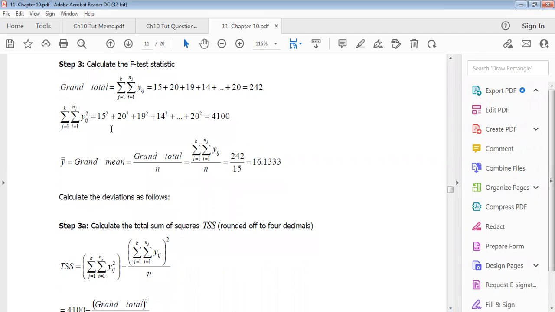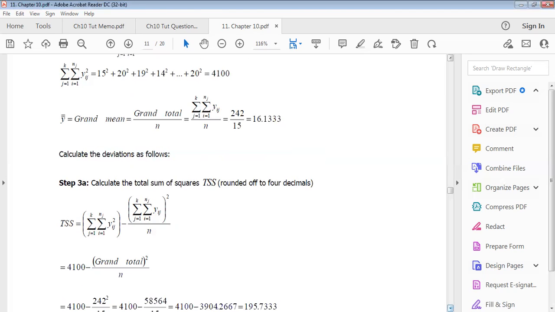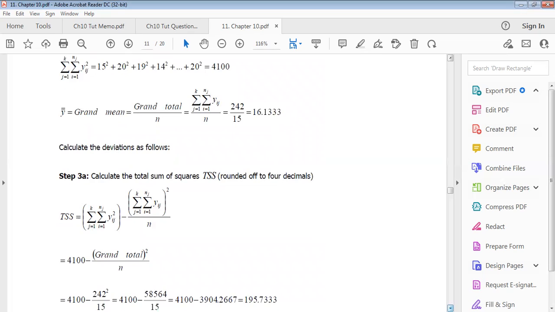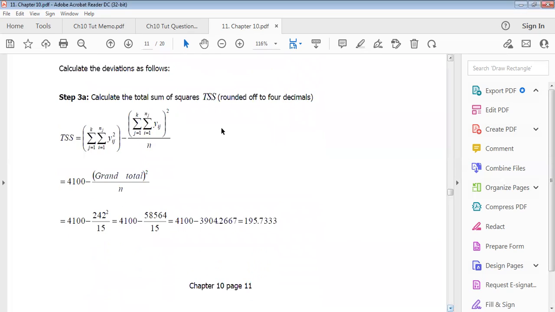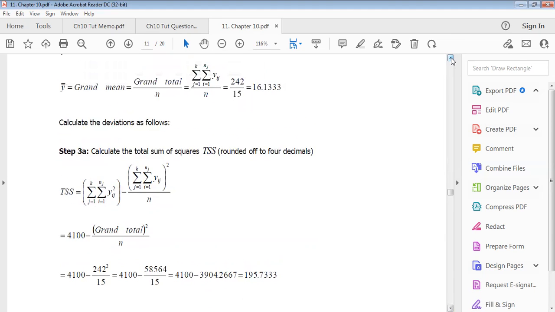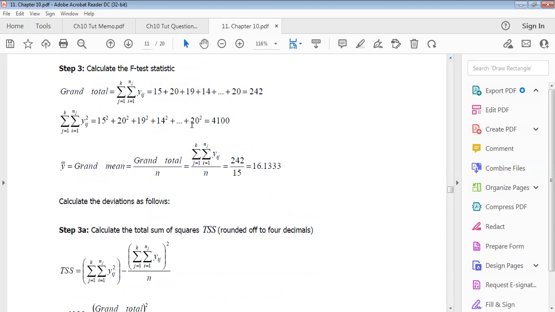Your y squared is basically just squaring everything that is given on your table. And then you calculate the total sum of squares. The total sum of squares is the sum of the squared numbers given, minus the sum of the numbers squared divided by n. That's the total sum of squares. You should have calculated it already here.